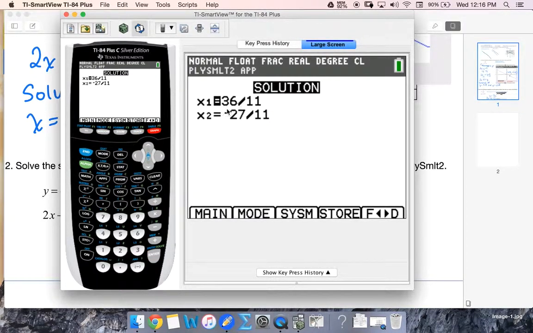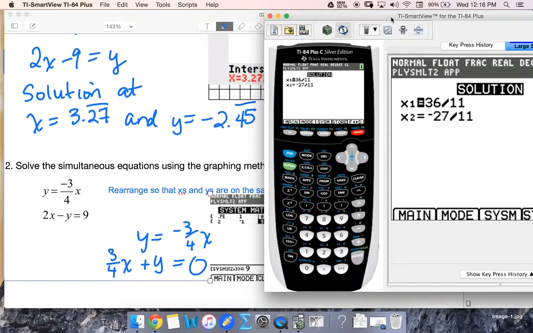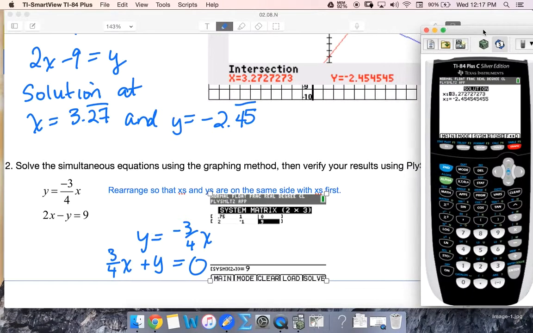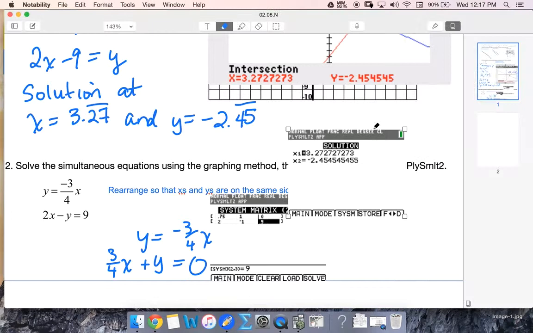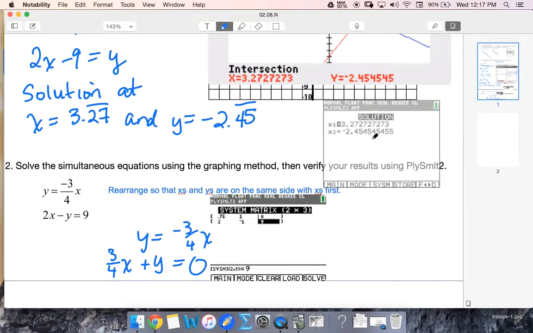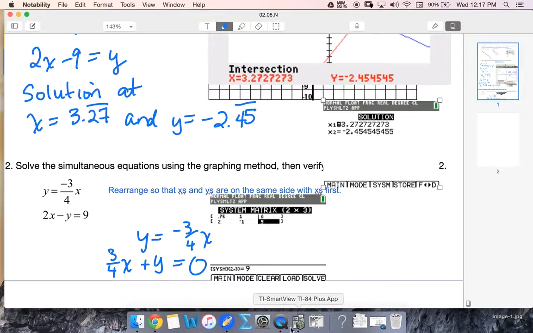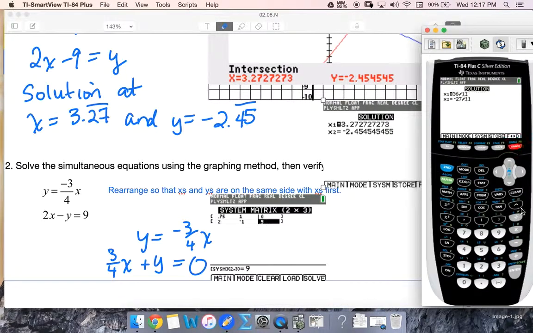So here's my 2 answers. It doesn't really look like what we had over here. This bottom bit says f to d, that's fraction to decimal. And if I go from my fraction to my decimal, I get the exact same answers. So let's show both of those. So here's our ones that match. And now I can come back to the decimal version, which is my exact answers, and there's my exact match.